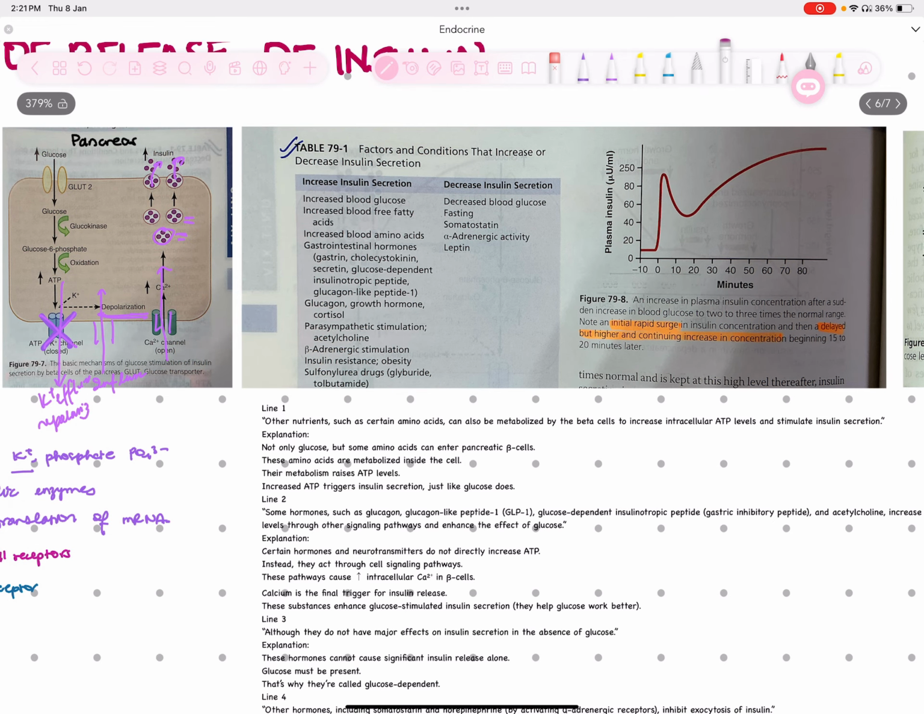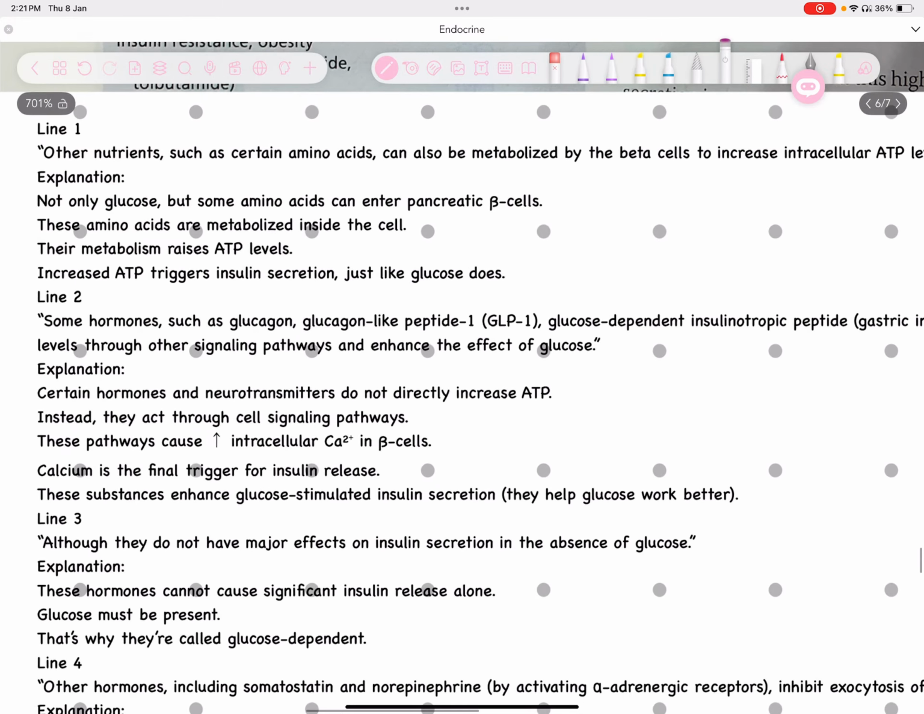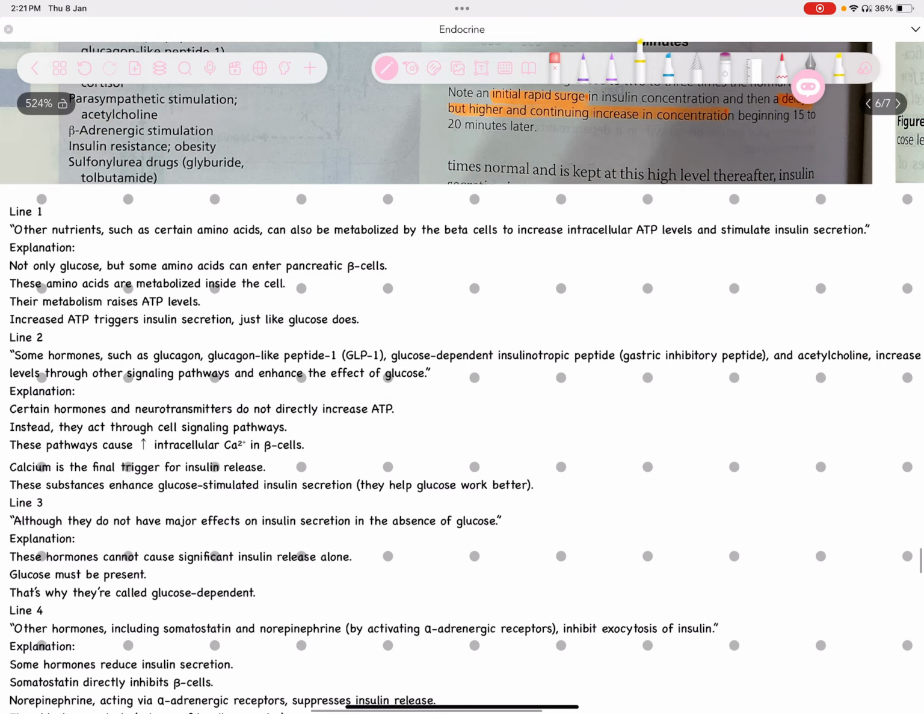Now moving forward, when we're talking about the mechanism of insulin secretion, there was a certain paragraph that needs to be discussed, and that's written in Guyton. You can refer to chapter 79. So let's read every line word by word and then understand it. Other nutrients, such as certain amino acids, can also be metabolized by the beta cells to increase intracellular ATP levels and stimulate insulin secretion. What are they saying?